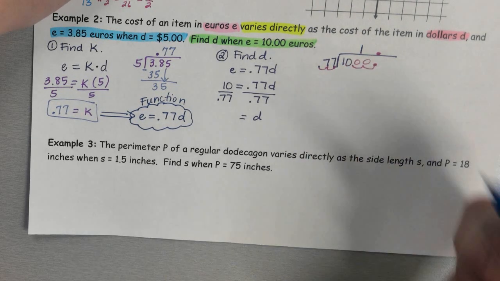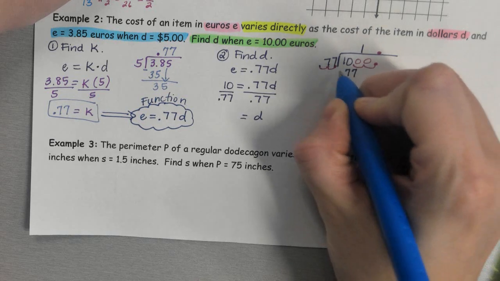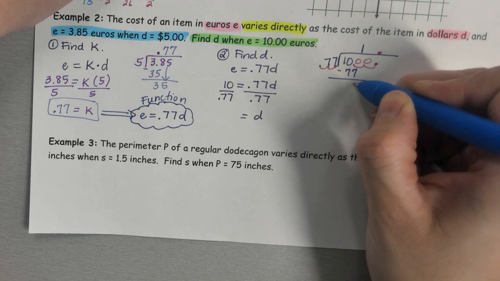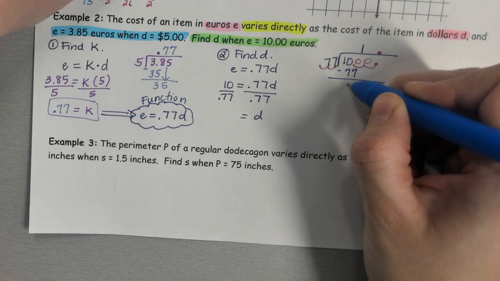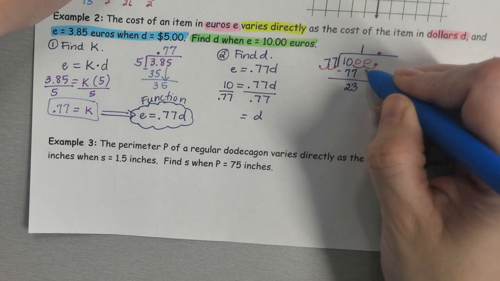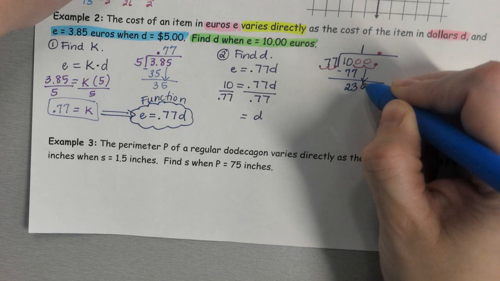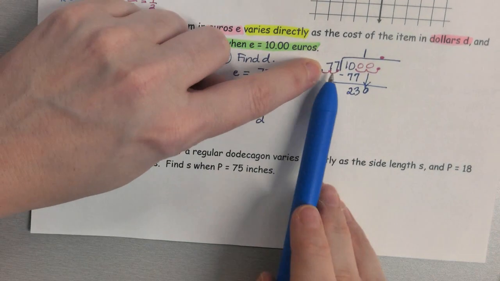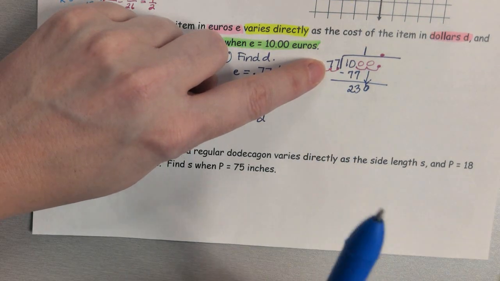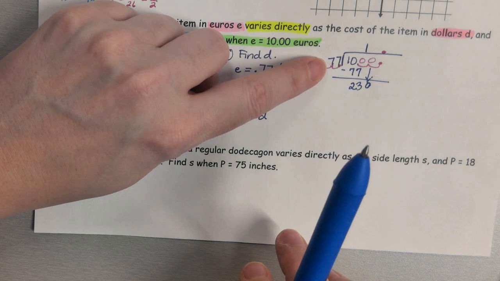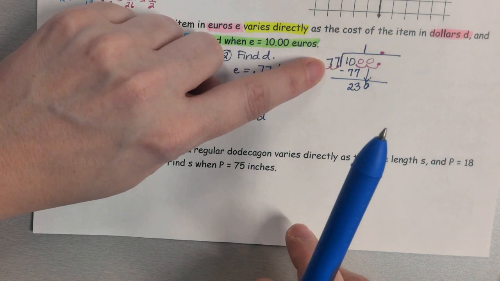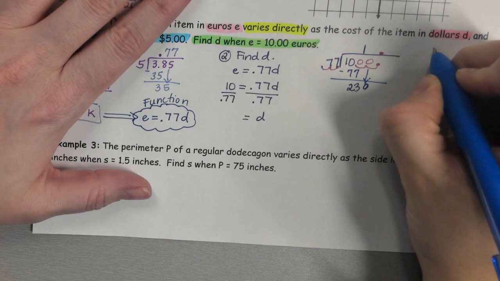So 1 times 77. 10 minus 7 is 3. 9 minus 7 is 2. 77 doesn't go into 23, so we bring it down. Now let's think about this. If 77 goes into 100 once, well, what would we estimate for 230? Yeah, we'd either estimate 3 or 2. What's 77 times 2? Or 77 plus 77?